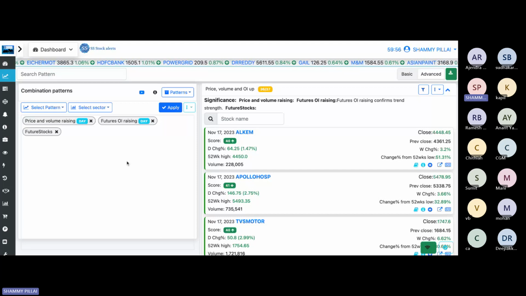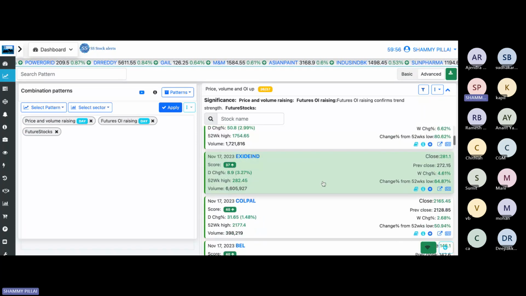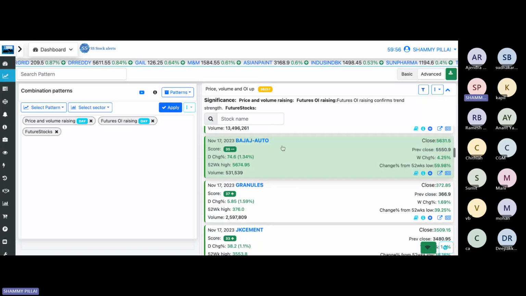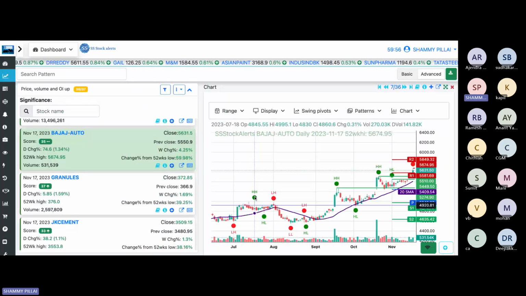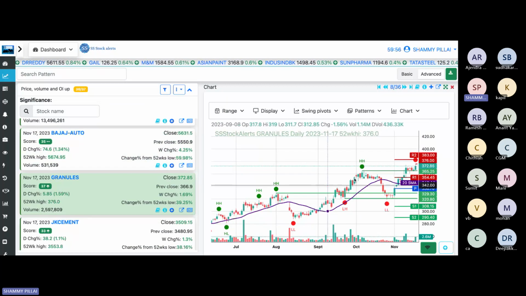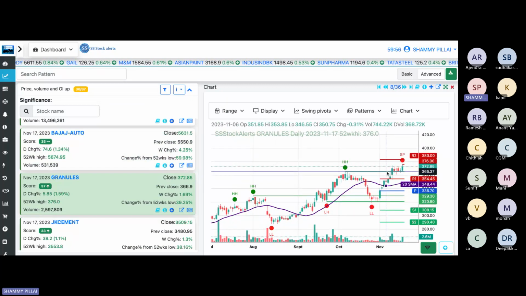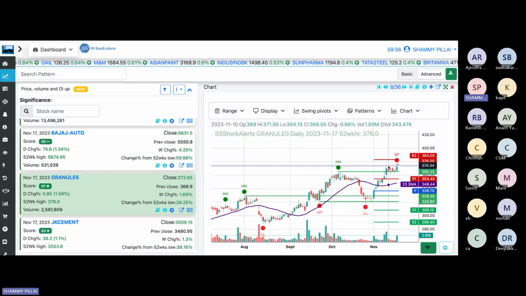So the second thing is this: price and volume rising, futures OI rising, in futures stocks. You can have all these things, but you will get the strongest stocks, like Bajaj Auto, Granules. So upward trajectory and consolidation at top.